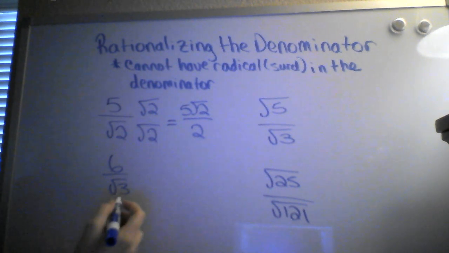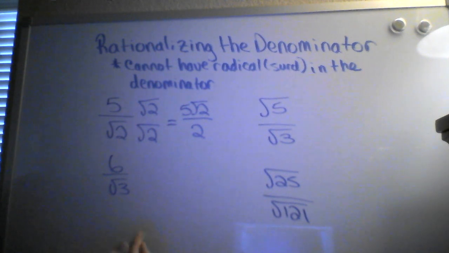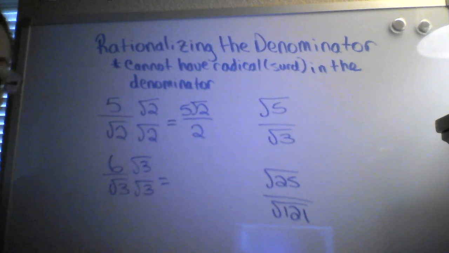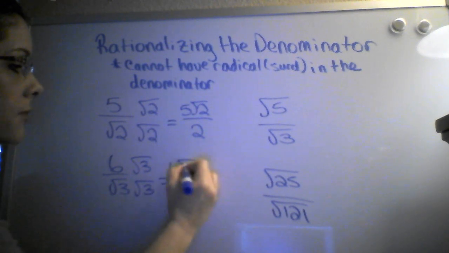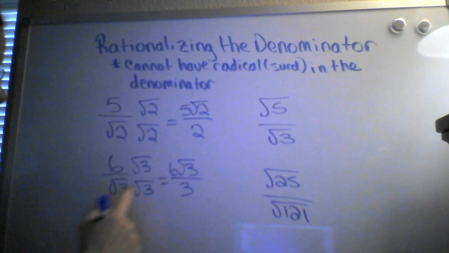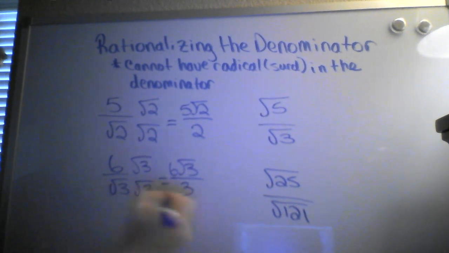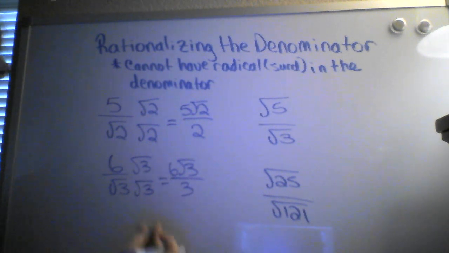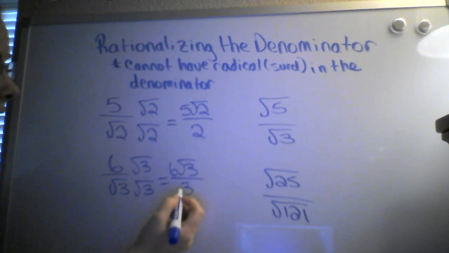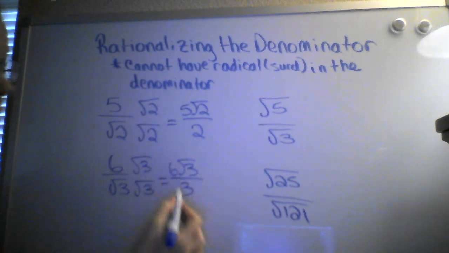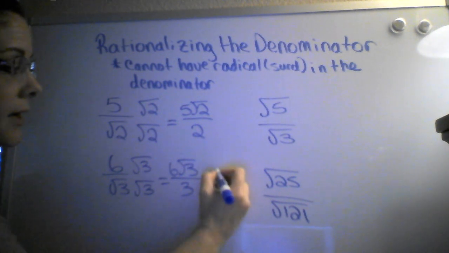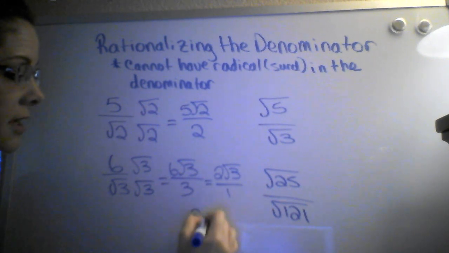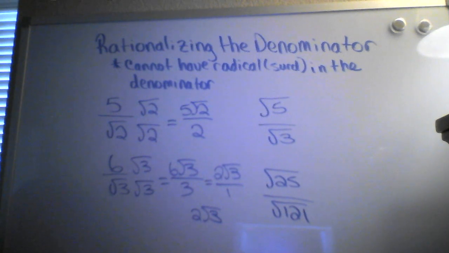If I look at the next example, 6 over radical 3, again, I have a radical in the denominator. So I multiply the top and the bottom by radical 3. That gives me 6 radical 3 over 3 because radical 3 times radical 3 is radical 9, which is 3, okay? So I've gotten the radical out of the denominator. Then I need to see if it can be reduced. I can't reduce the radical 3 and the 3, but I can reduce the 6 and the 3. They're both divisible by 3, so that ends up being 2 radical 3 over 1, which is 2 radical 3.